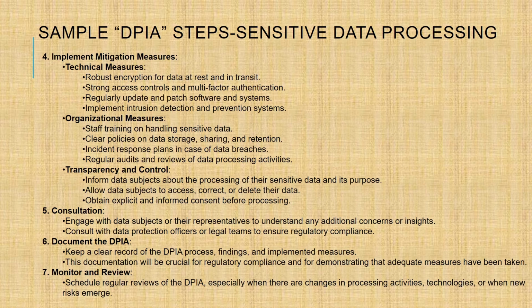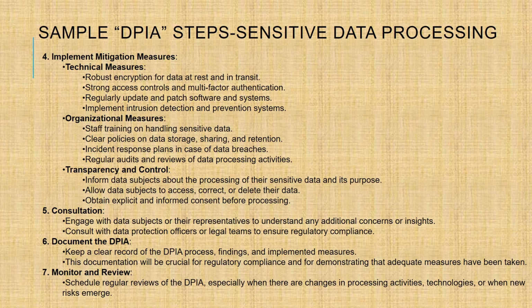What are the organizational measures? Staff training on handling sensitive data, clear policies on data storage, sharing and retention, incident response plans in case of data breaches, and regular audits and reviews of data processing activities. Transparency and control: we need to inform the data subjects about the processing of their sensitive data and its purpose. Allow data subjects to access, correct or delete their data. Obtain explicit and informed consent before processing.